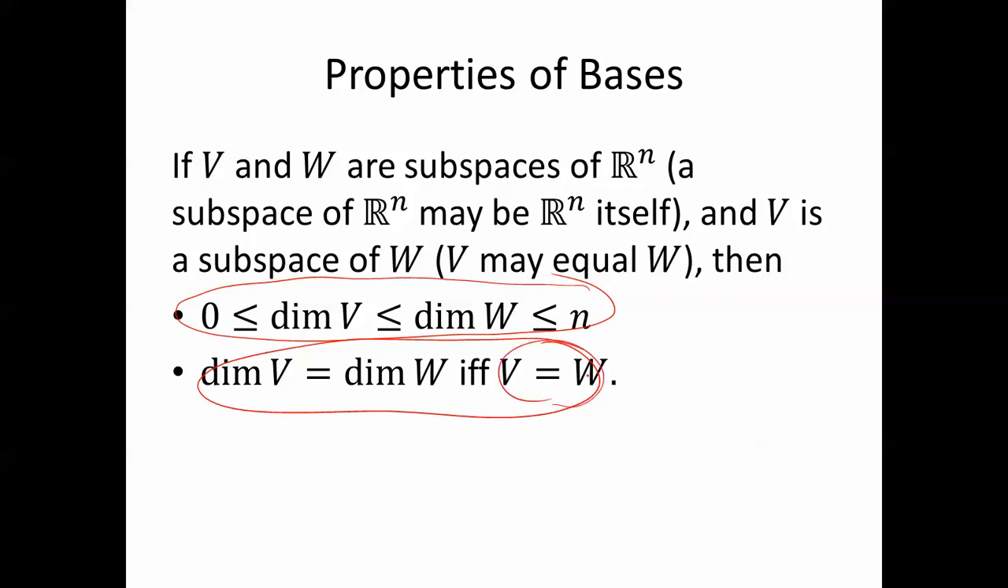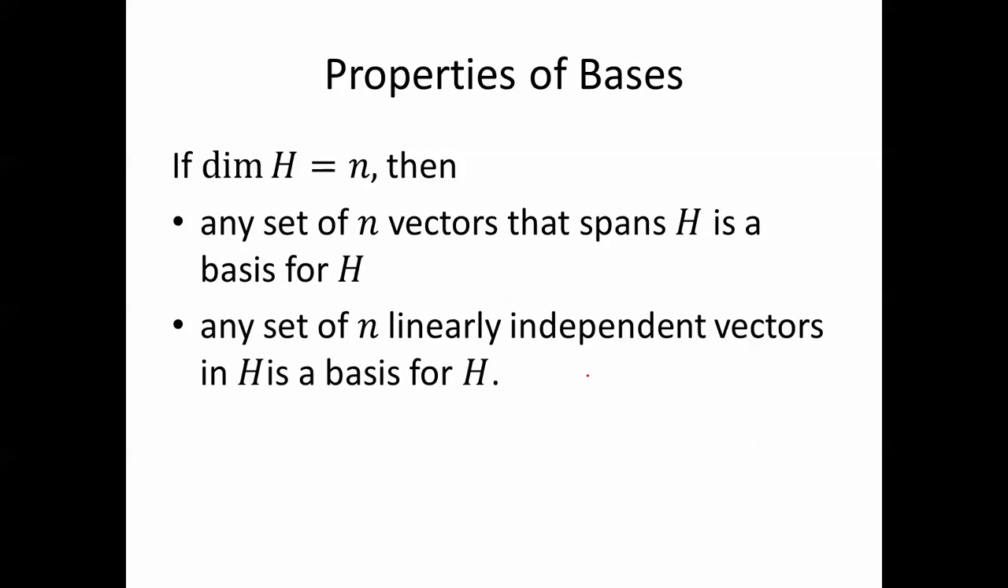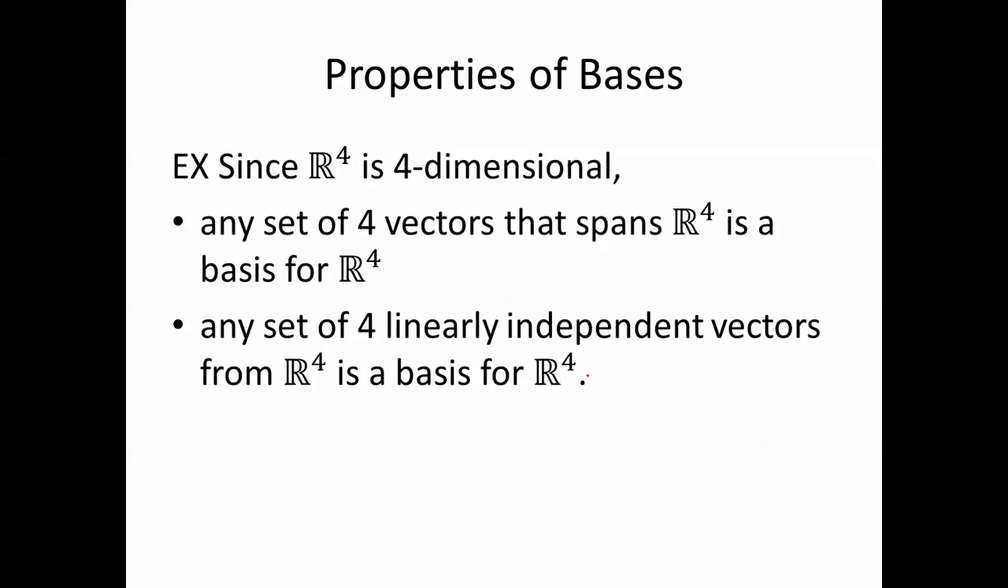Okay, if the dimension of H equals n, then any set of n vectors that spans H is a basis for H, and any set of n linearly independent vectors in H is a basis for H. For example, since R4 is 4-dimensional, any set of 4 vectors that spans R4 is a basis for R4, and any set of 4 linearly independent vectors from R4 is a basis for R4.